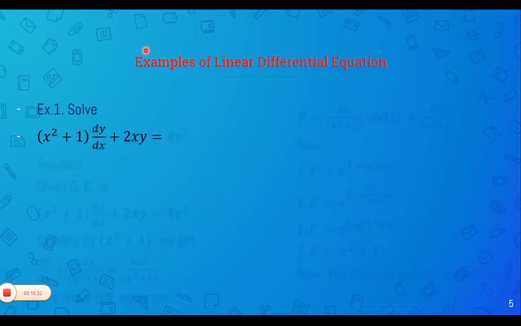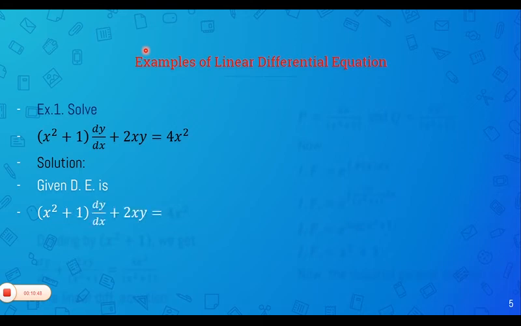Now let us see some examples of linear differential equations. The first example is solve x square plus 1 into dy by dx plus 2xy equal to 4x square. So write the solution. First of all, write the given differential equation. So you write as it is, x square plus 1 into dy by dx plus 2xy equal to 4x square.